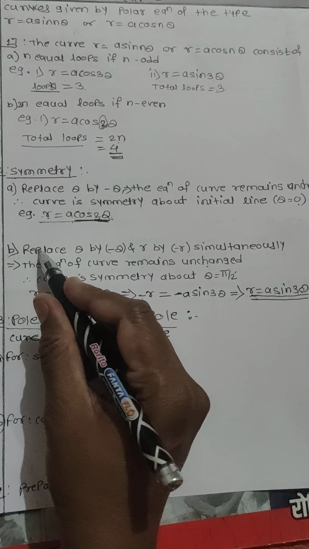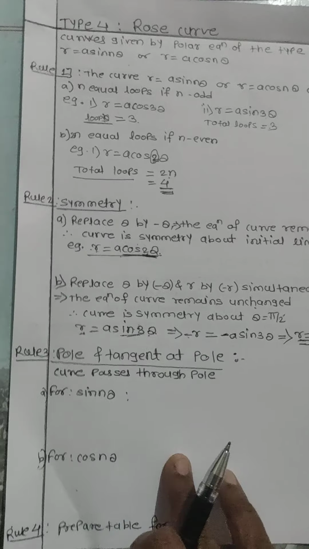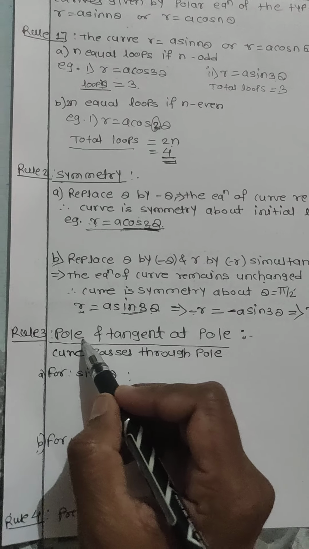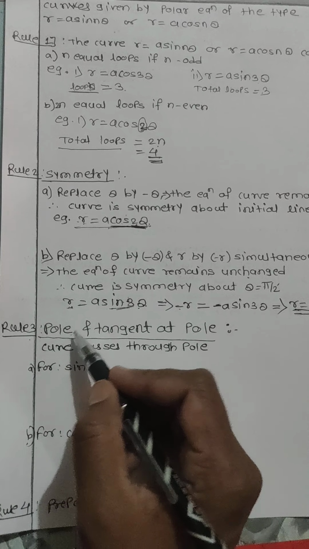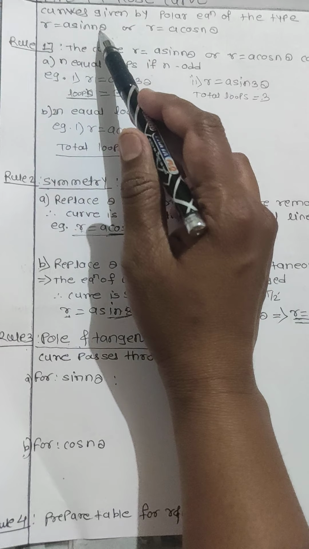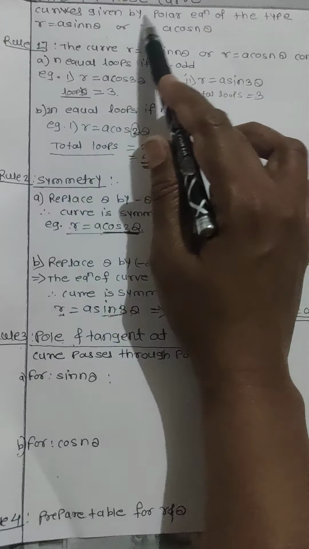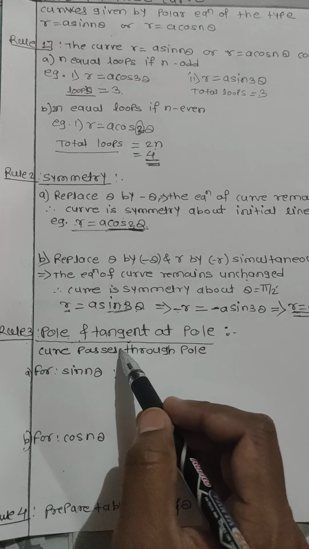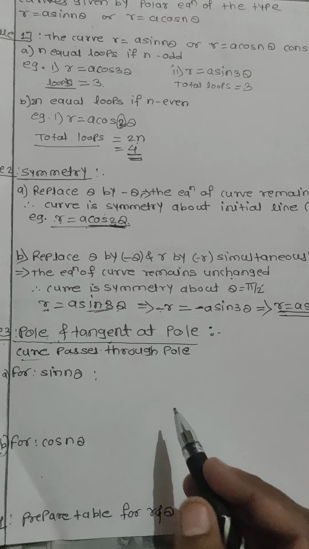So this rule is applicable only for the terms of sine. Okay. After that, what is rule 3 of this curve? Rule 3 is we have to find the pole and tangent at the pole. See here, what is the equation? r equal to a sin n theta, r equal to a cos n theta. For these equations, the curve passes through the pole in every example of the rose curve, so you have to write down here that the curve passes through the pole.